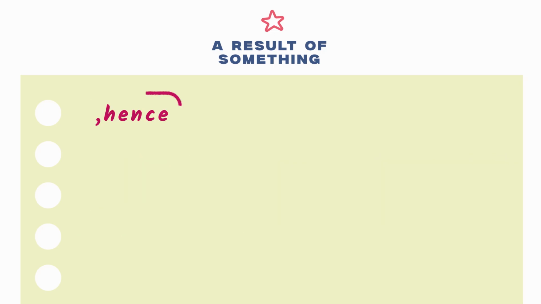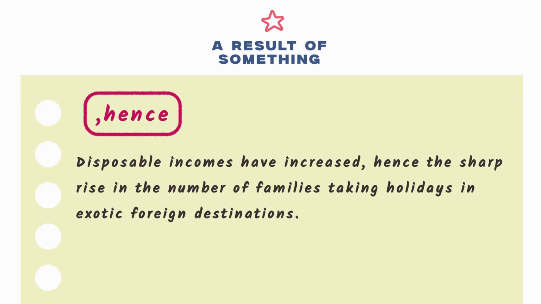Our next linking word to talk about a result is "hence." Hence, and don't forget that a comma is used before "hence." Disposable incomes have increased, hence the sharp rise in the number of families taking holidays in exotic foreign destinations. It means it is the result of that. This is the result of the increase in disposable incomes.